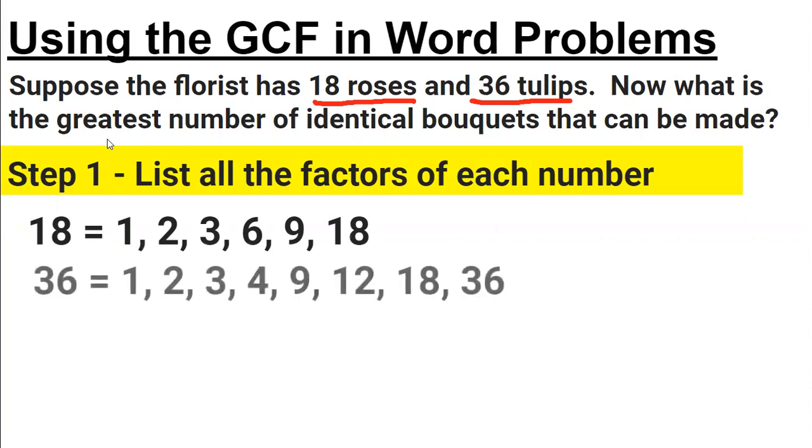How about 36? There's a lot more, isn't there? Well, there's a couple more. 1, 2, 3, 4, 6, 9, 12, 18, and 36. 1 times 36, 2 times 18, 3 times 12, or 4 times 9.